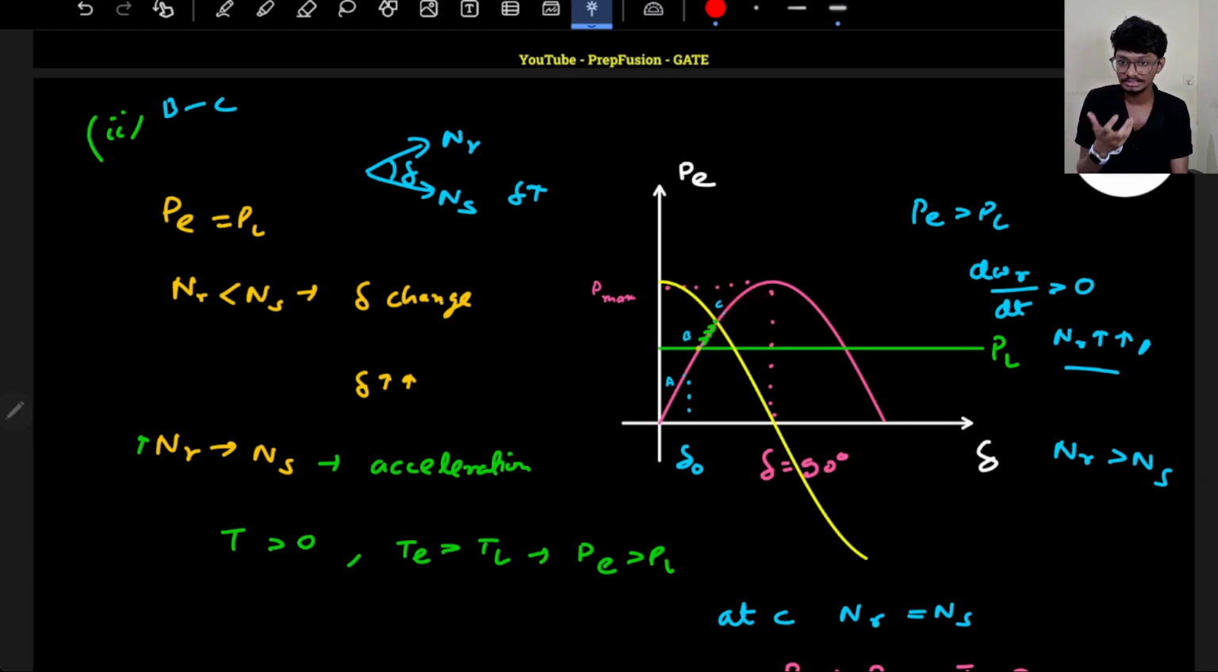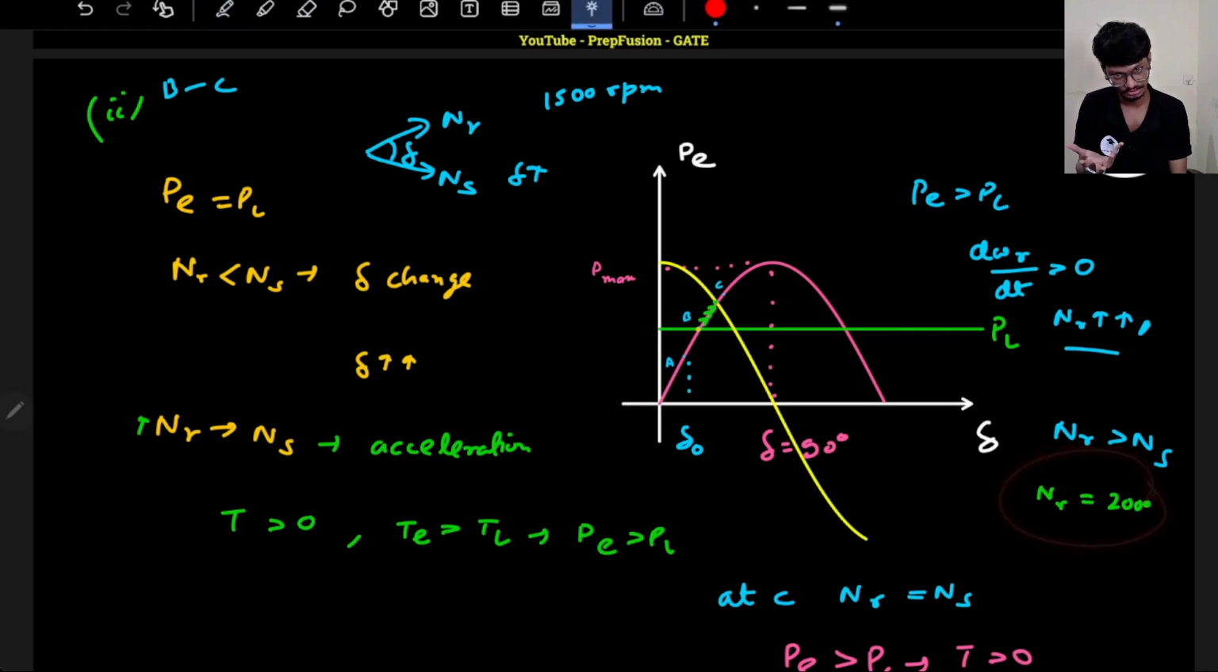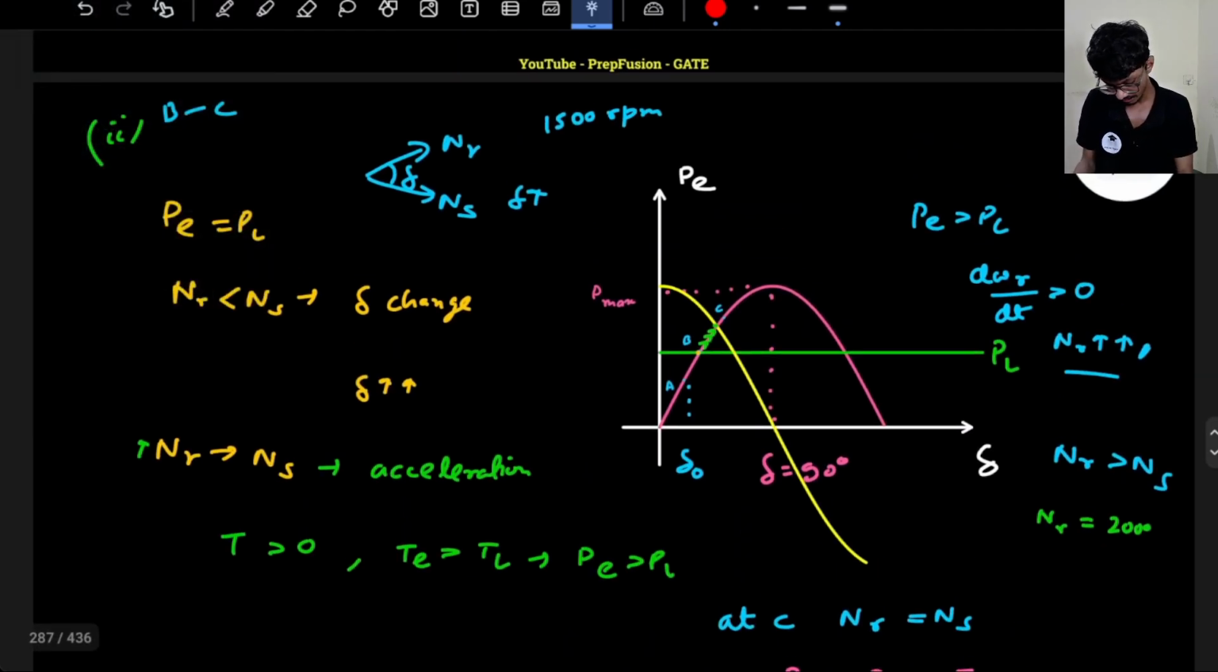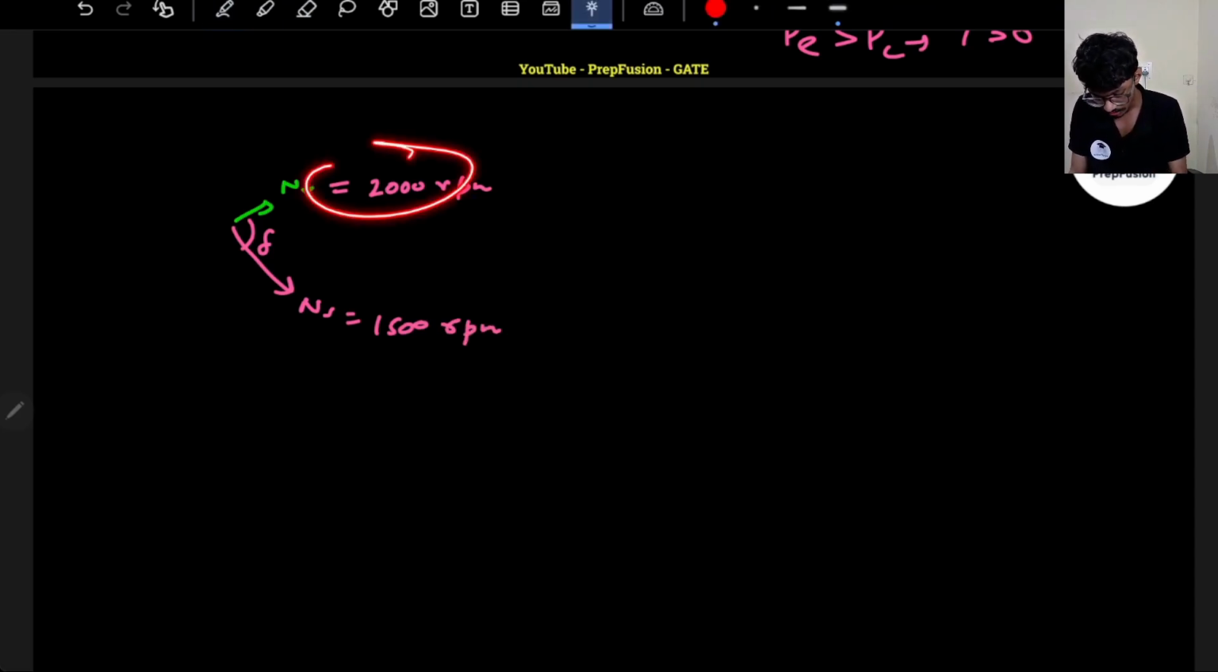Now, as soon as, let's say ns is 1500 rpm, and nr is let's say some 2000 rpm, right? So now nr is very much higher than ns. Then what will happen? The rotor is rotating at a faster rate than ns, right? So what can I comment here? This is my nr and this is my ns, and this is my delta. This is rotating with speed 2000 rpm. This is rotating with speed 1500, ns is constant, stator field. This is rotating faster, so this will rotate much faster than this.